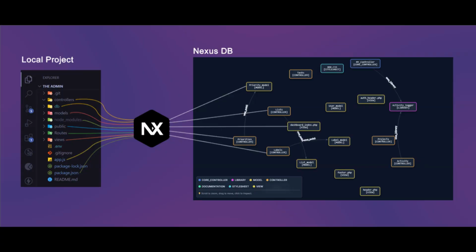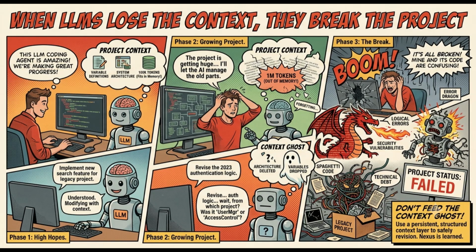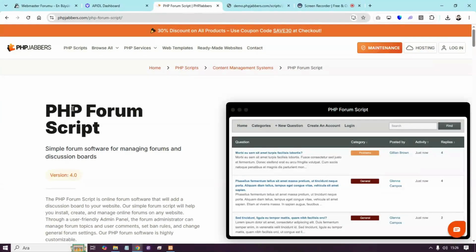Building a project from scratch with AI agents is generally pretty straightforward. However, when you try to refactor an existing codebase, LLMs often lose track of the context, which can easily break the project. That's why we'll be synchronizing our project context with Nexus using a minimal token count. This allows us to safely revise a legacy project without ever losing sight of the broader picture.